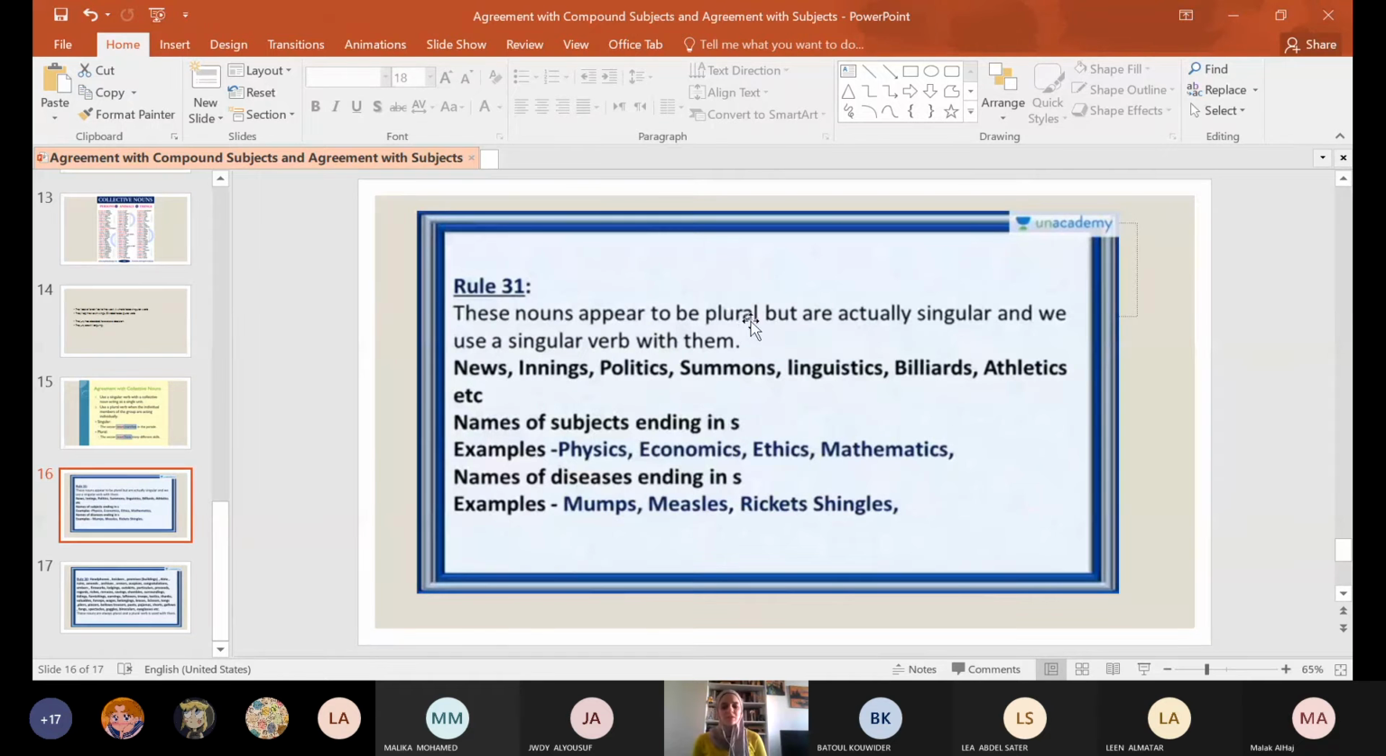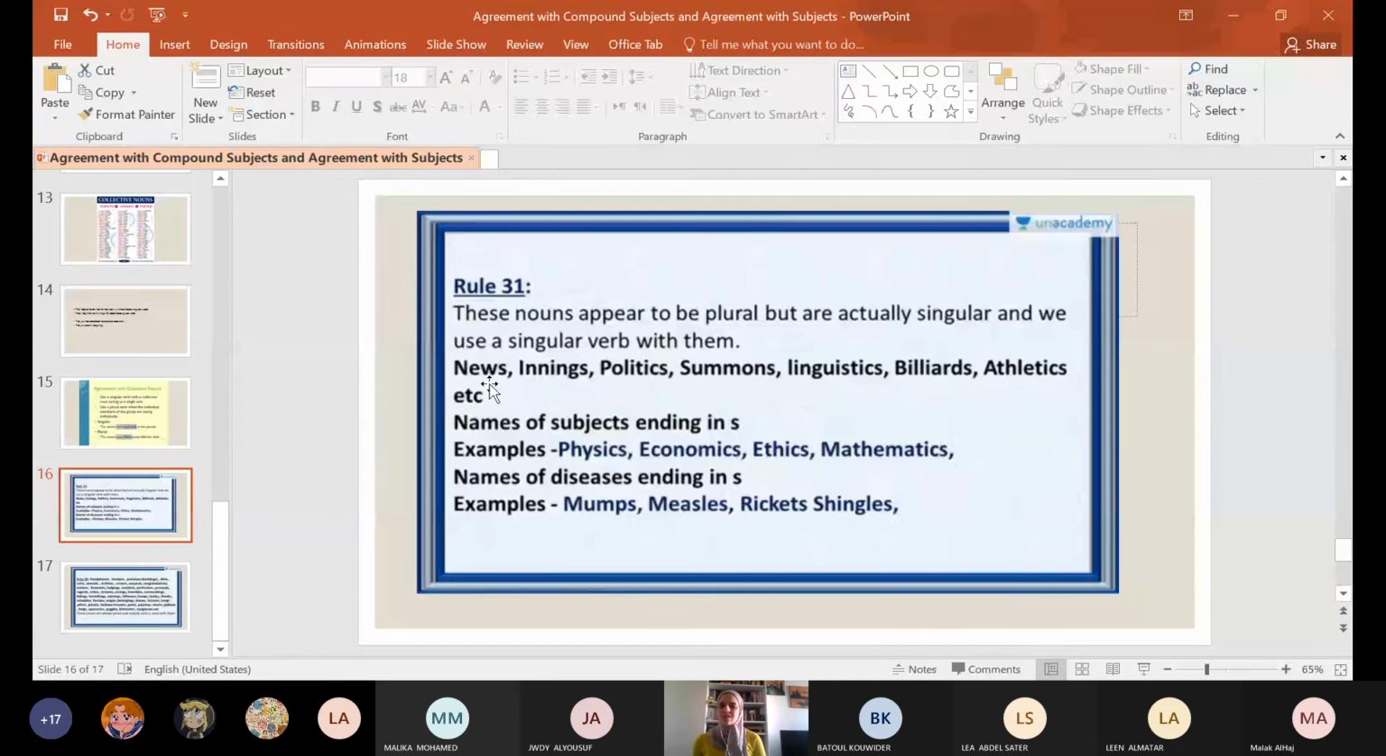Nouns that appear to be plural but are actually singular. They end with S, but they are not plural. News, politics, physics, mathematics, athletics, economics, names of diseases: mumps, measles, rickets. Names like these: news, summons, linguistics, and subjects: economics, physics, ethics, mathematics, and diseases. They end with S, but are always singular.